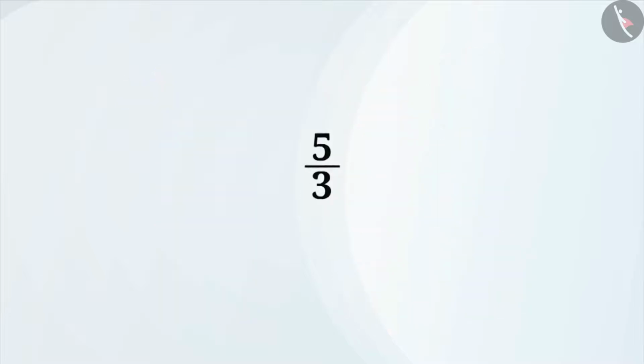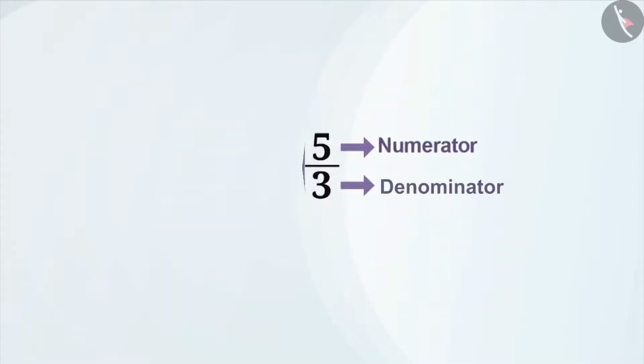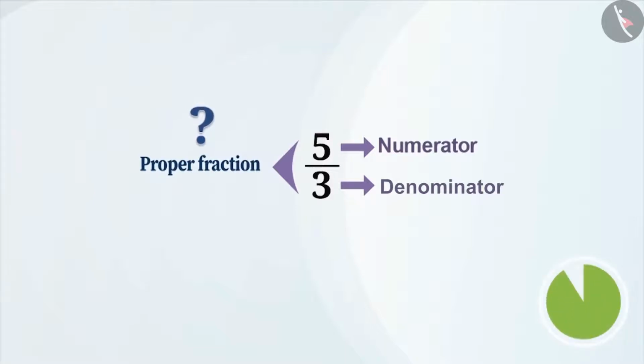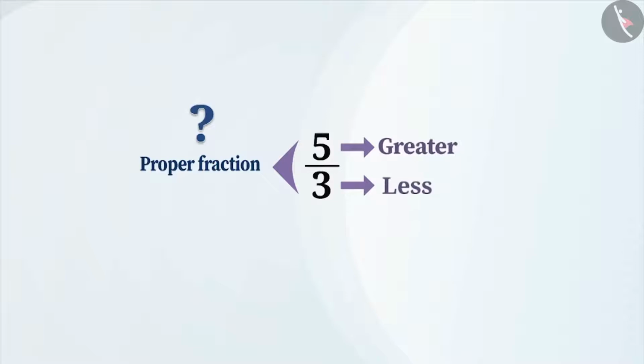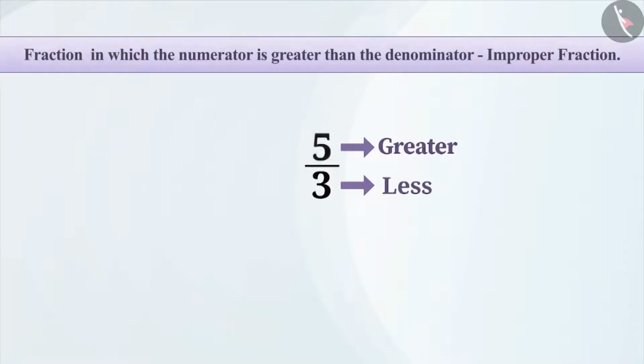In this fraction, 5 is the numerator and 3 is the denominator. Is this a proper fraction? Think about it. You got it right. Here, the numerator is greater than the denominator. Therefore, it cannot be a proper fraction. A fraction in which the numerator is greater than the denominator is called an improper fraction.